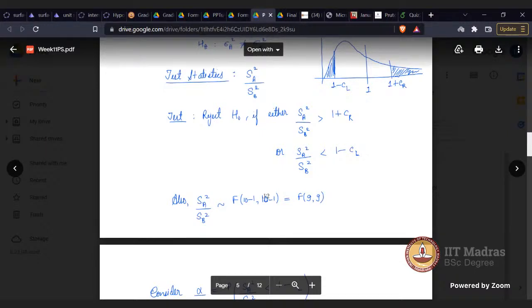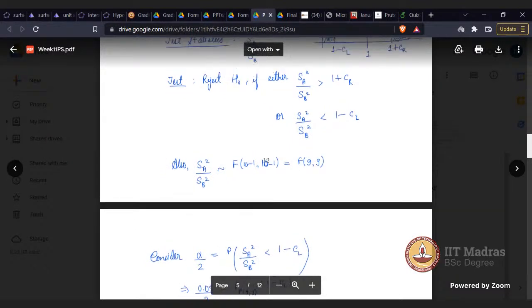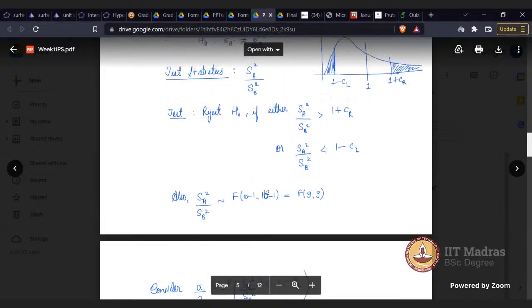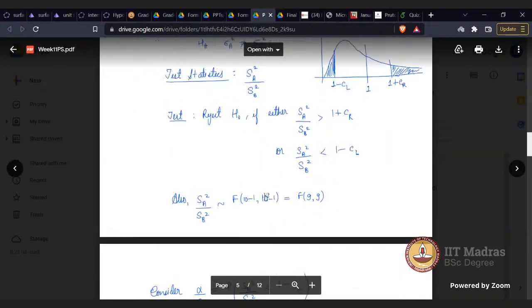It will come as less than 1 plus CR, 1 plus. Okay. So in a simple way, ma'am, we can say we take the SA square upon SB square, and if both the values are given, divide it, and if it is greater than 1, we take 1 plus CR, and if it is less than 1, we'll take 1 minus CR. That's the final thing. Am I right? Yeah. Okay, got it. Thank you.